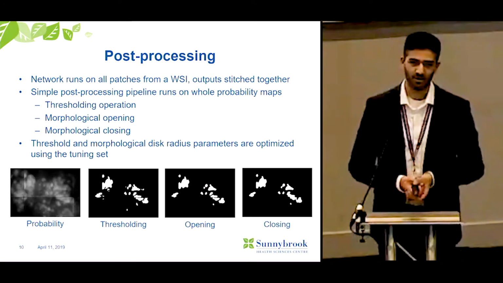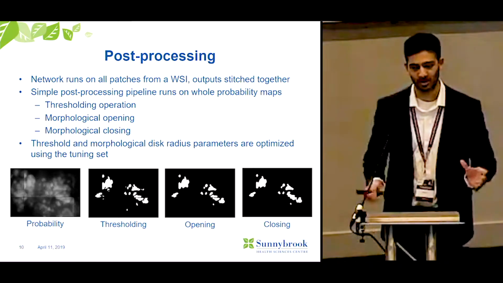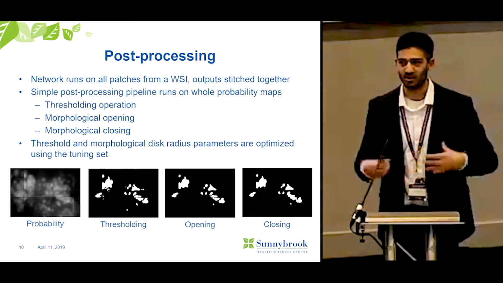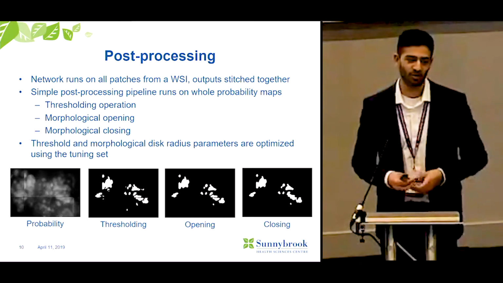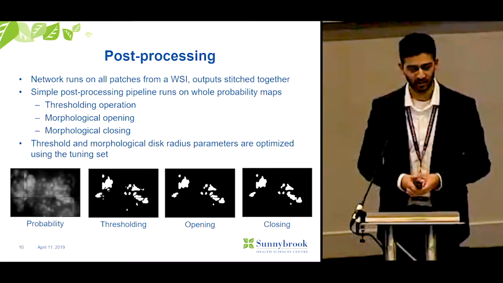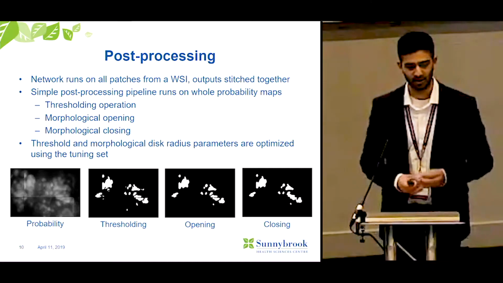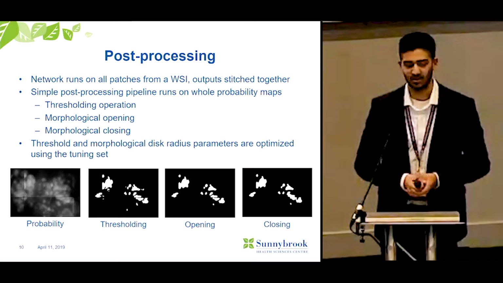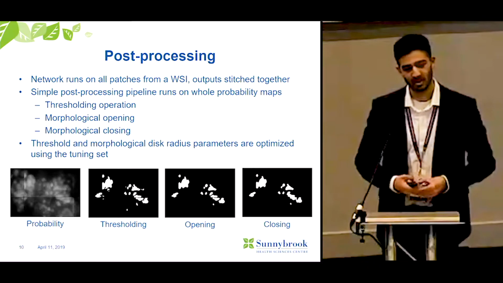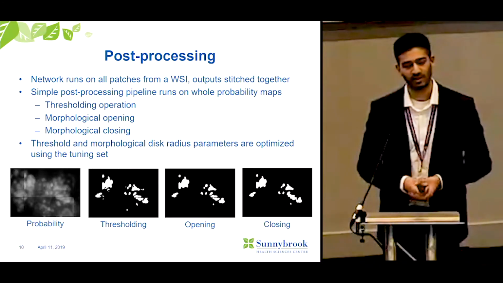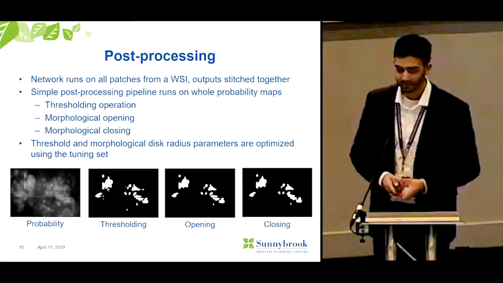So all of our networks use a simple post-processing scheme. So the network runs on all the patches in a whole slide image, and they're stitched together, and the post-processing operates on that stitched together probability image. And the pipeline just consists of a thresholding operation, a morphological opening, and a morphological closing. Morphological opening is supposed to get rid of small white grains in an image, and closing is supposed to fill in small negative gaps in the image. So the threshold and morphological radius were treated as hyperparameters, and were optimized using the tuning set.